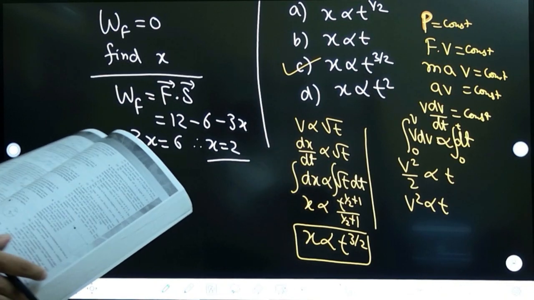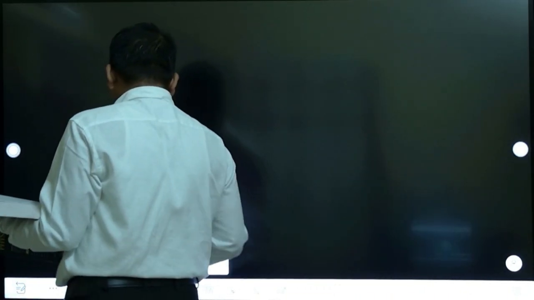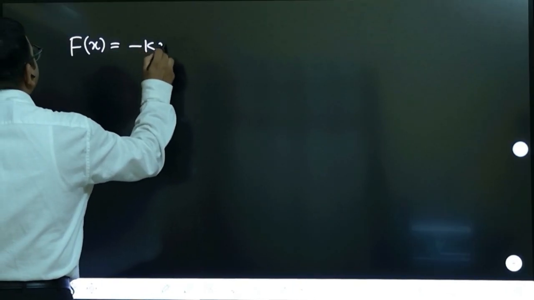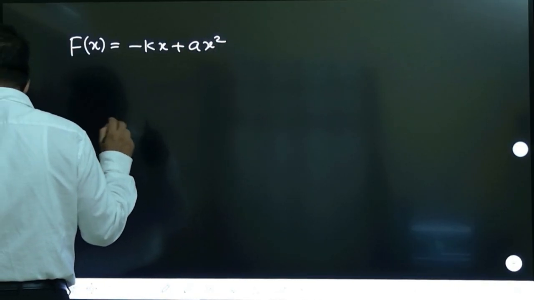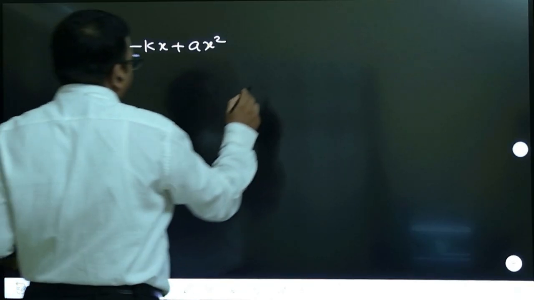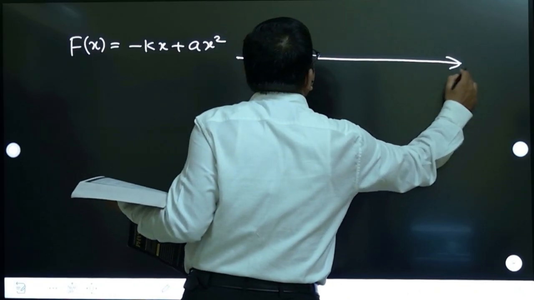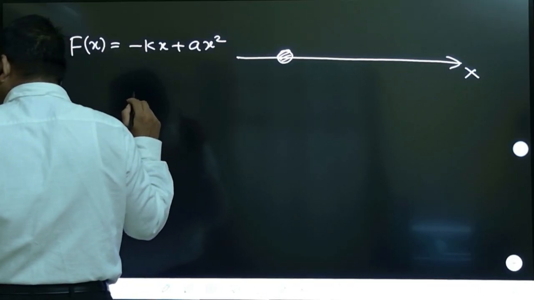Okay. Let us go to the next question. The next question says that there is a force acting, f of x. Force depends on x as minus kx plus ax square. A particle which is constrained to move along the x-axis. It can only move along the x-axis.